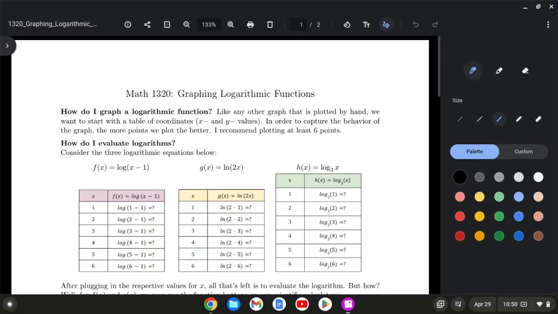Hi everyone! In this video we're going to be talking about graphing logarithmic functions. So how do we do this?